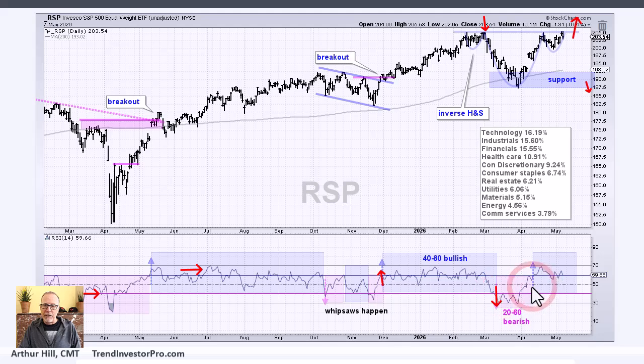And we stayed negative until April 14th when we got above 60, and we're currently bullish on momentum. But if we go below 40, that would be the first sign that momentum is turning for the S&P 500.